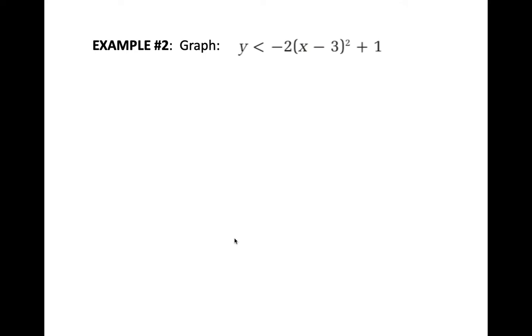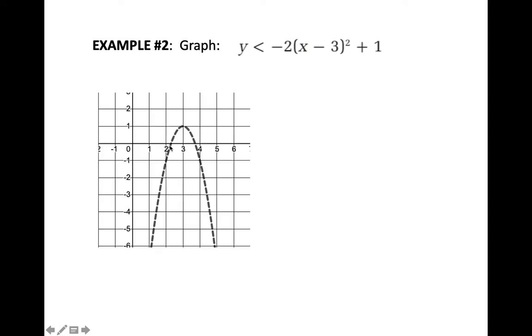So if you look at this one and you're asked to graph it, I think most of us would see this and think, okay, sure, I can get the vertex pretty easily. It would be 3 and 1. I can see that it's going to open down because it's negative. And so I should be able to draw a graph of some kind. You'll notice as well that I used just a dotted line because there's no equal sign there. And so I have a graph that looks something like the following.